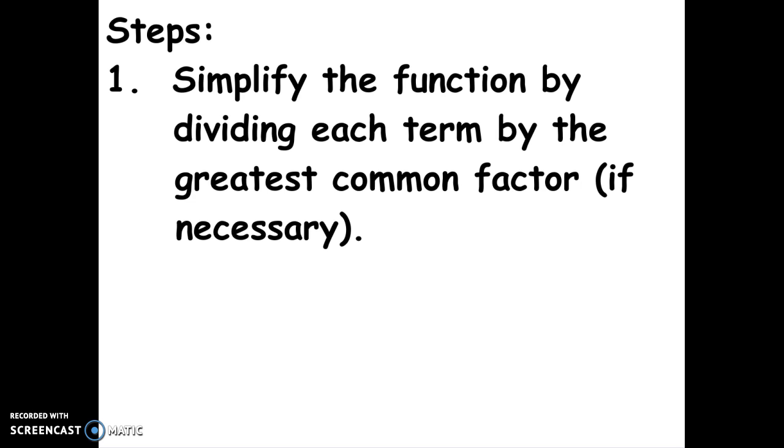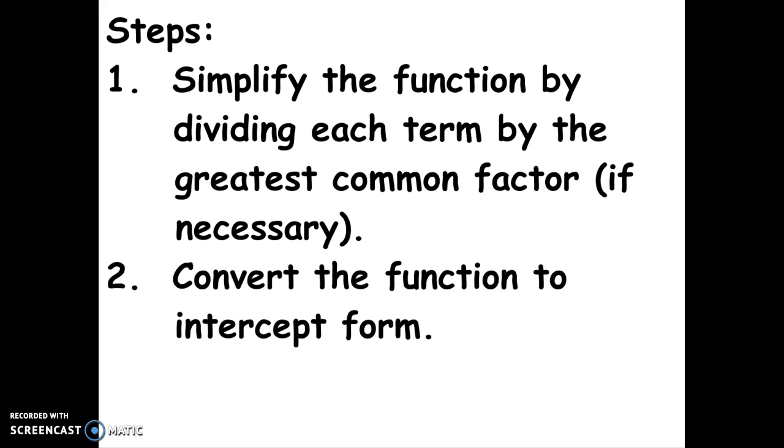So the first thing that you need to do is simplify the function by dividing each term by the greatest common factor if necessary. So sometimes you'll get a function with really big coefficients that will make it difficult to factor. So it's just easier for you to simplify the function first before you begin to factor.